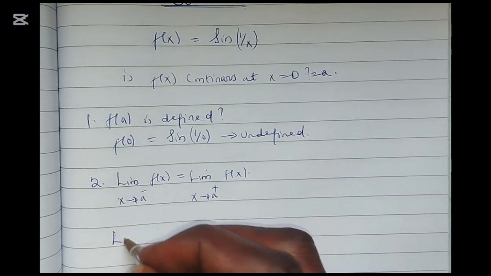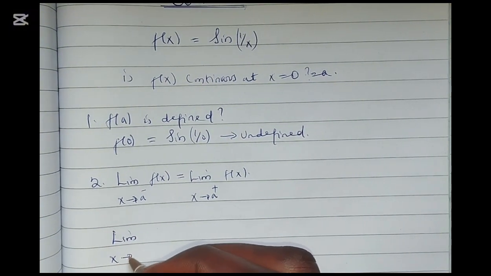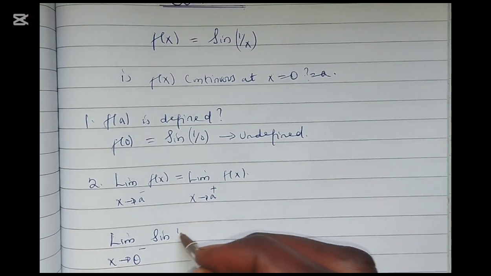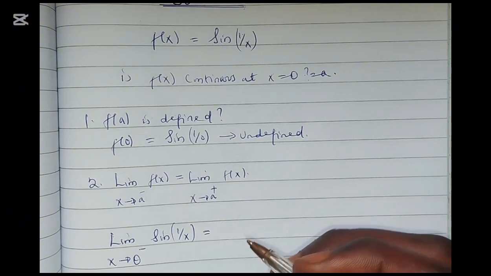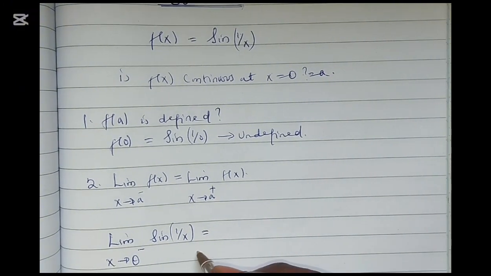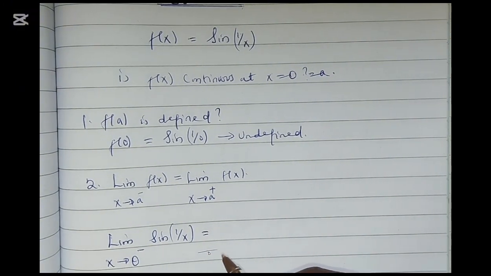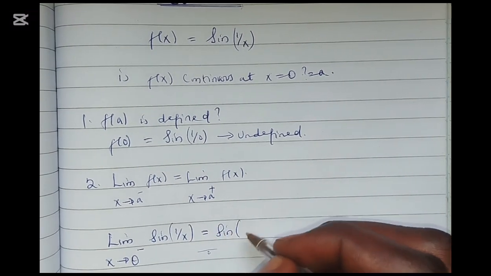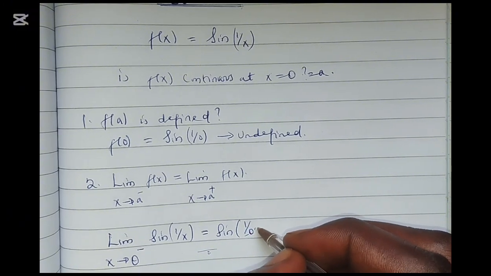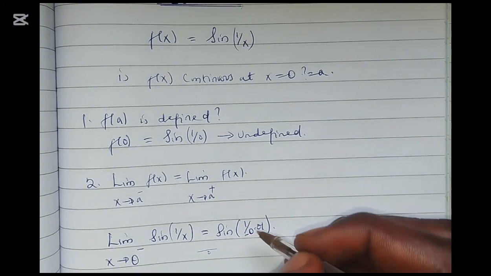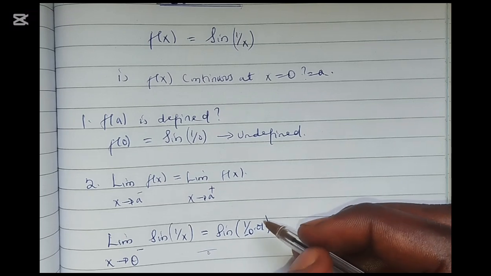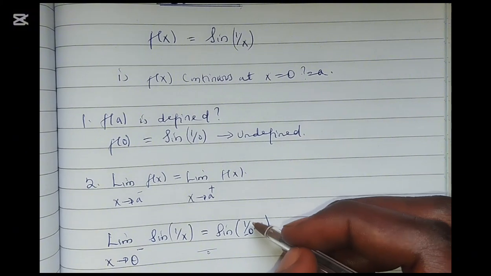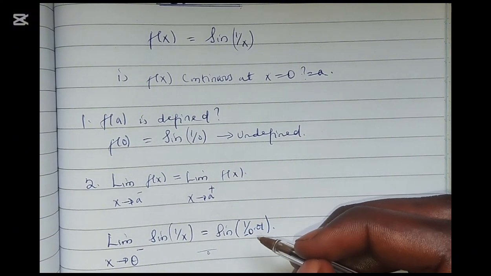So let's find that. We have the limit as x approaches 0 from the left of sine of 1 all over x. This is our number line, right? This is 0. Any number to the left of 0 is obviously negative. So we have sine of 1 all over negative 0.01. Now 1 all over negative 0.01, we obviously approach negative infinity, and trust me, this will always approach negative infinity.